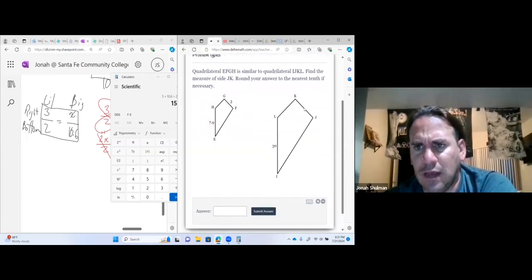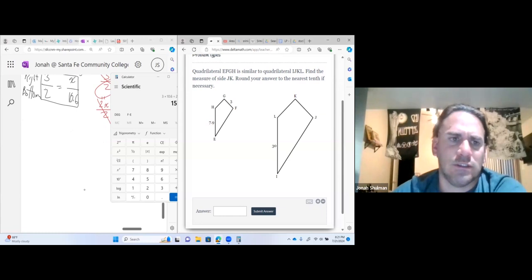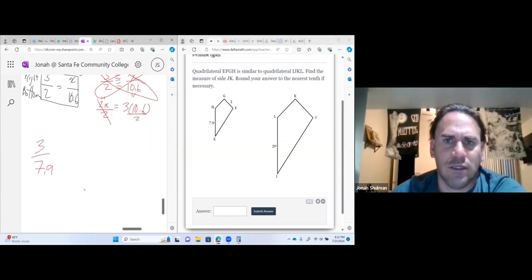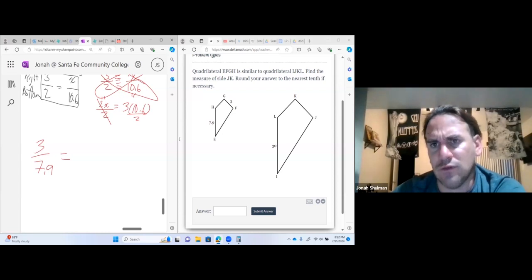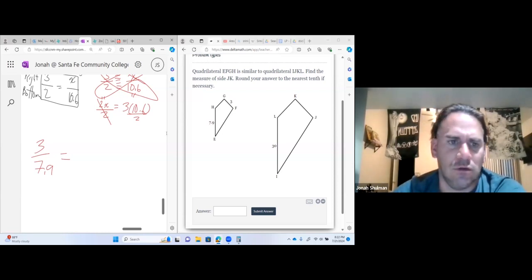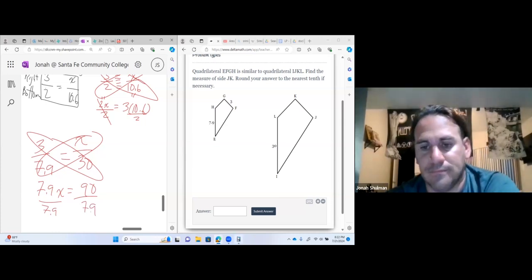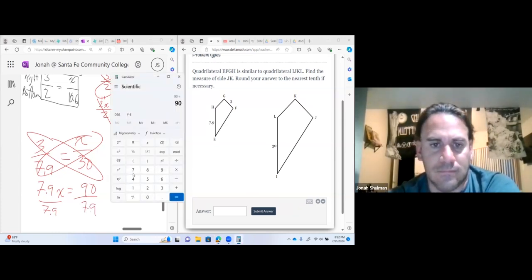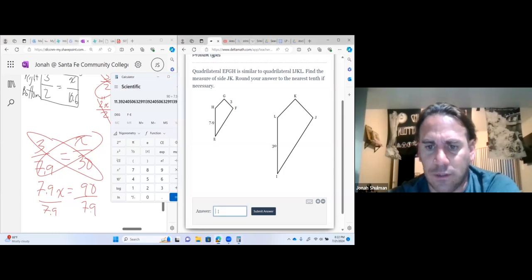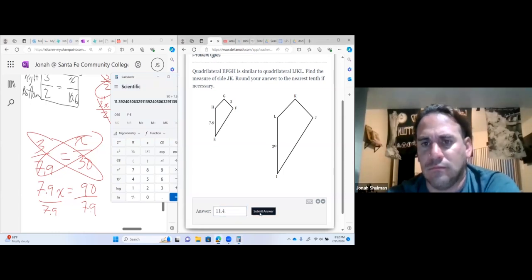Are they matched up? Yeah, so we have to find KJ, or JK. So we can put an X here. We'll just do this one kind of fast because it looks like the same one. 3 over 7.9. Notice that it's a quadrilateral because we can't tell if these are parallel for it to be a trapezoid. You'll see these problems like 100 times. 7.9x equals 3 times 30, which is 90. We divide it by 7.9, and we round to the nearest tenth, so that's 11.4. All right.